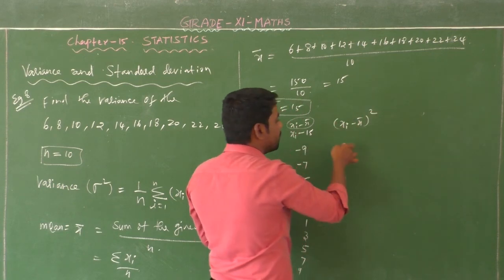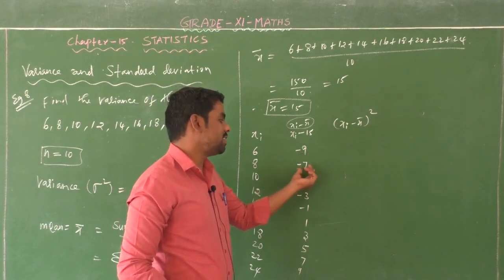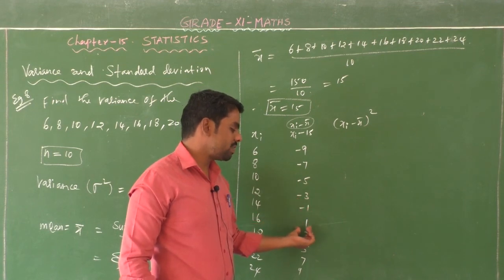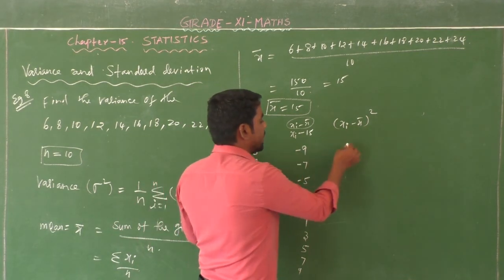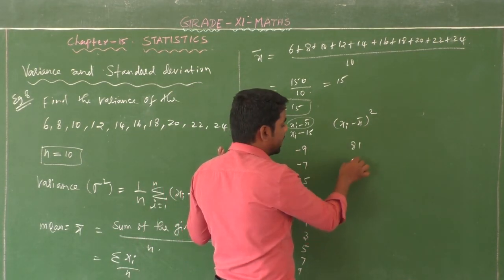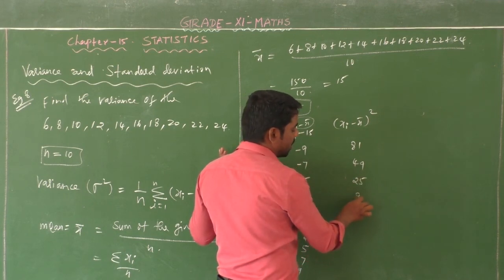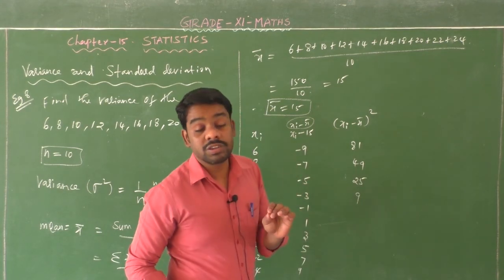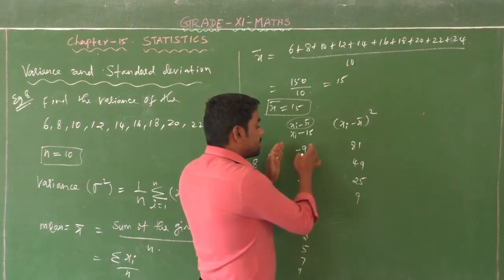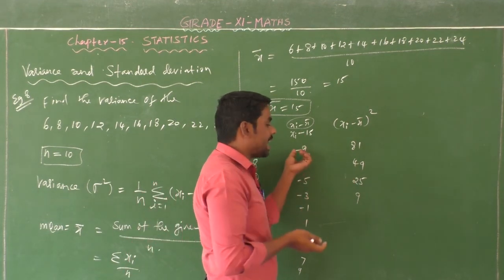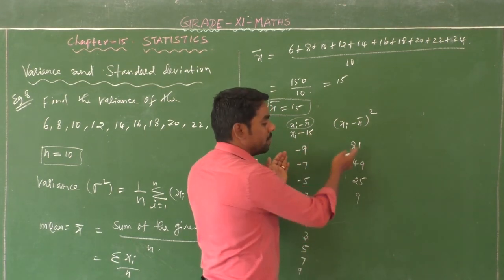That is xi minus 15 the whole square. Xi minus 15 is minus 9, minus 7, minus 5, minus 3, minus 1, plus 1, 3, 5, 7, 9. So we square these terms. Minus 9 the whole square is 81. Minus 7 the whole square is 49. Minus 5 the whole square is 25. Minus 3 the whole square is plus 9. Okay, so the square of a negative number is positive: minus 9 the whole square is plus 81.